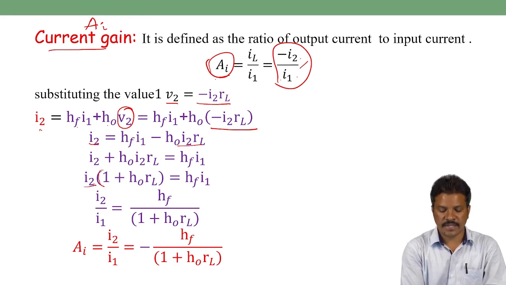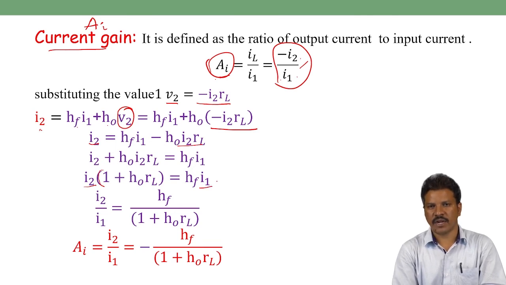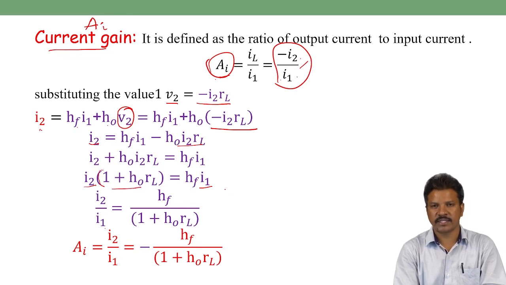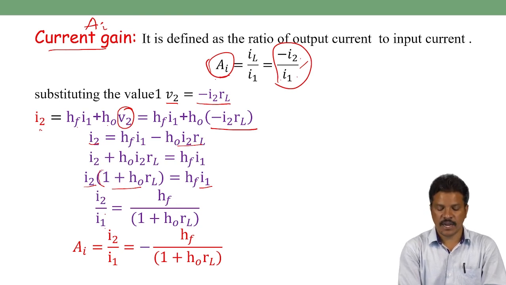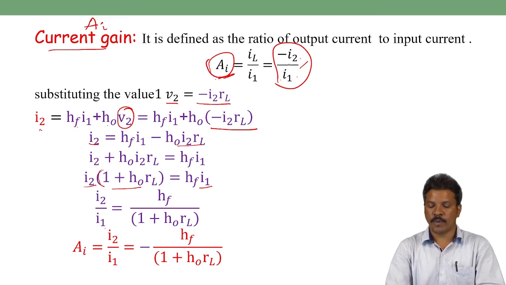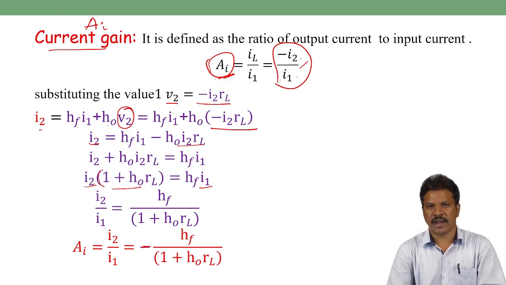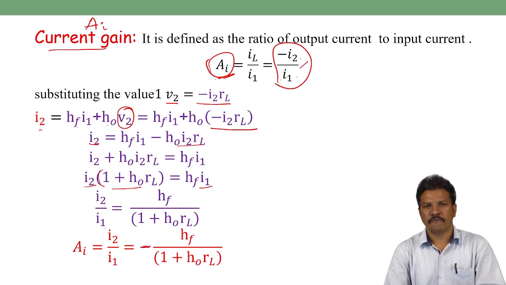Now on the left side the I2 term is there, and on the right side the I1 term is there. So the ratio of I2 by I1 is HF by 1 plus H0 RL, since this term goes to the denominator on the right side. This is the I2 by I1 ratio. But what is the definition of current gain? AI is equal to minus I2 by I1. When we put the minus sign on this expression, we get minus HF by 1 plus H0 RL. So that is the formula for current gain in the H parameter equivalent circuit for an amplifier.